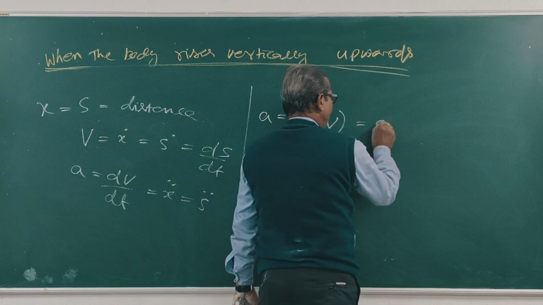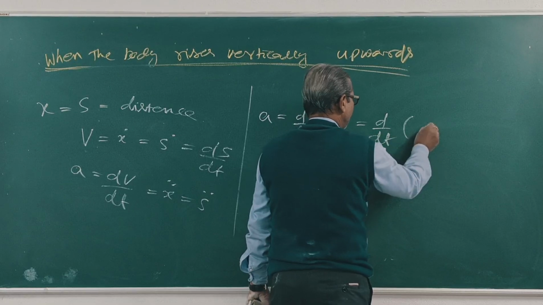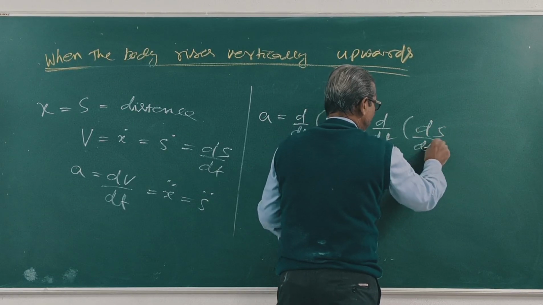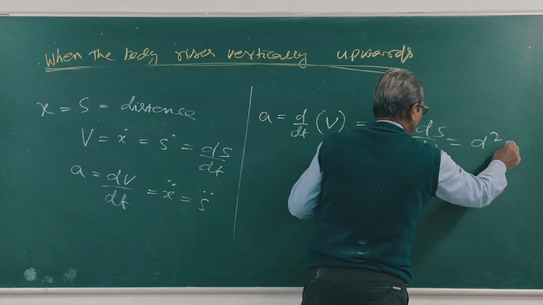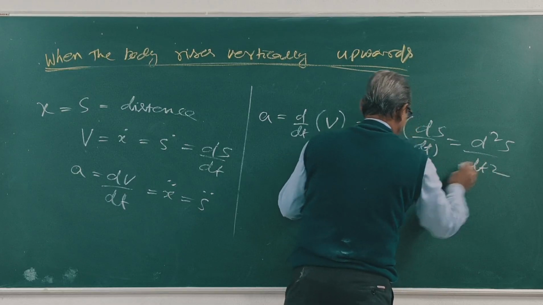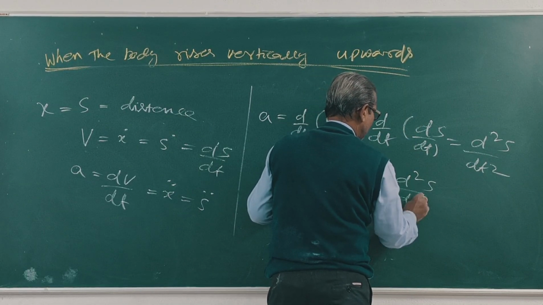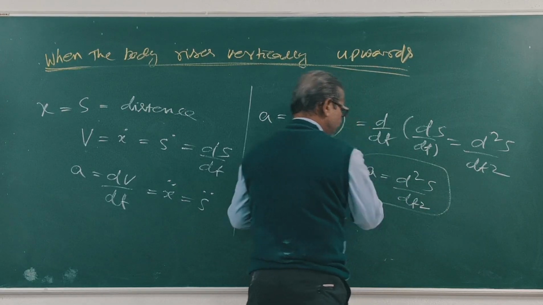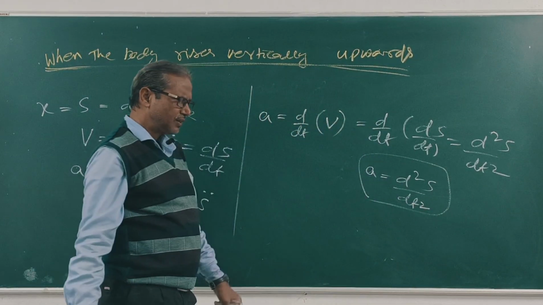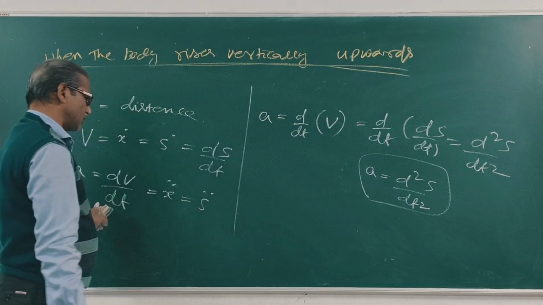So d by dt into what is v? ds by dt is equal to d square x by dt square. So a is equal to d square x by dt square. This is another equation for acceleration. Again, this is also one acceleration equation.